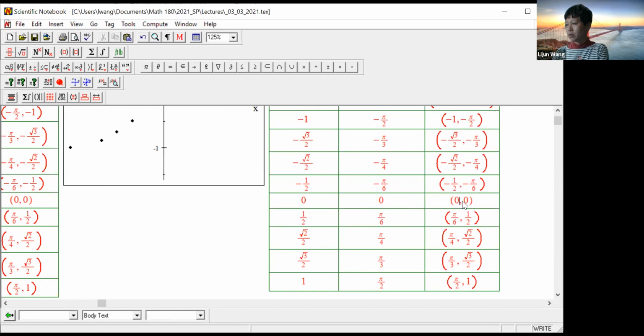Okay, 0 and 0 swapped. I'm actually going to swap it even though they're the same number, but they have different meaning. One is ratio and the other one is angle.